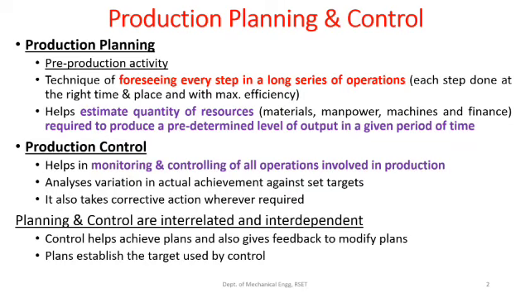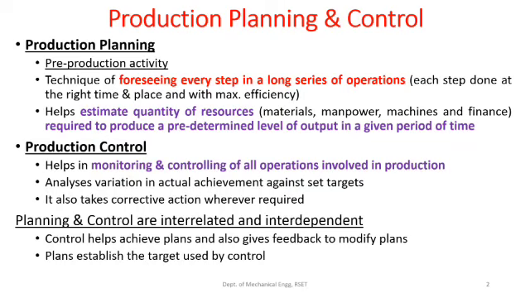with maximum efficiency. Production planning is an activity that helps us to estimate the quantity of resources required to produce a predetermined level of output in a given period of time or a given time frame. The resources might be materials, manpower, machines, finance, etc. So it will help us to estimate the quantity of different resources required to produce a predetermined level of output in a given period of time.